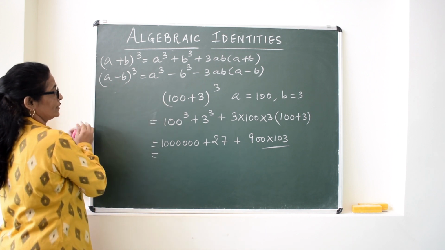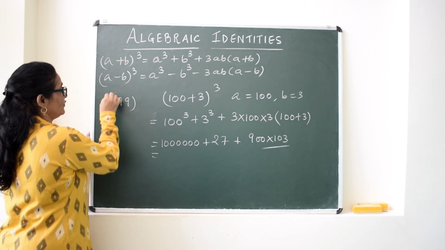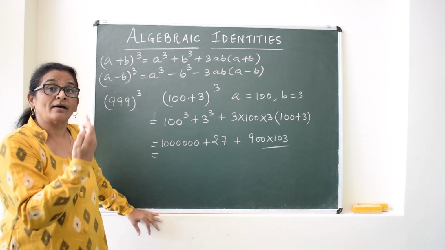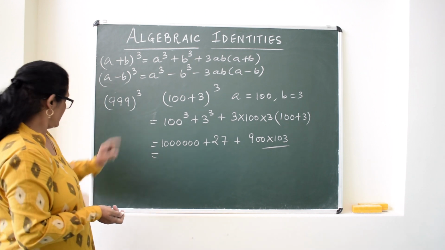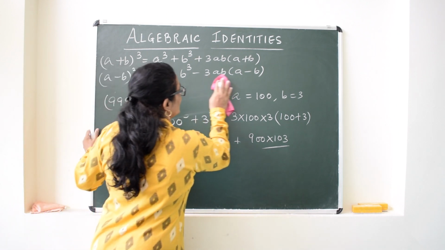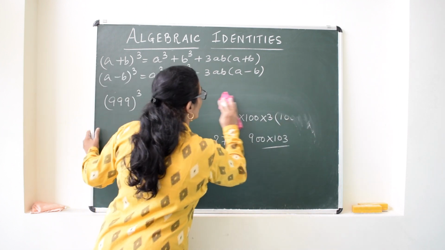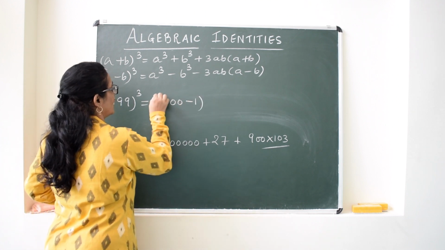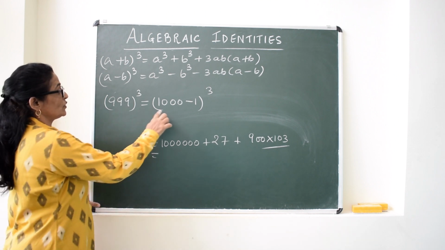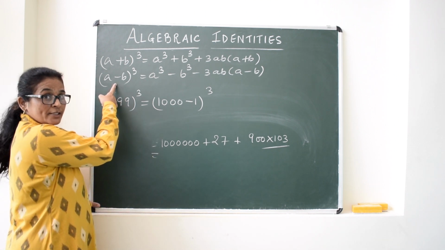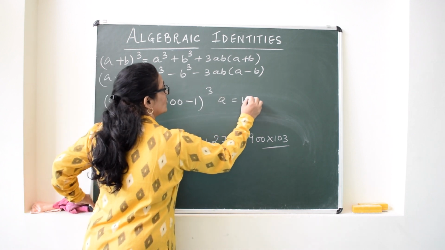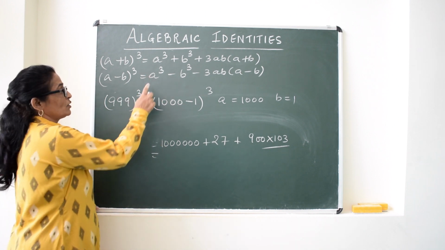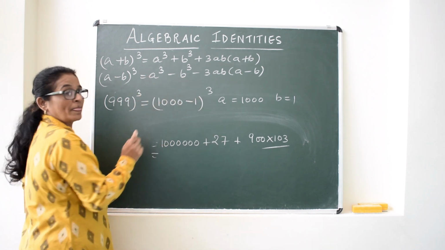Now if it is 999 the whole cube, in that case we will always relate the given number with multiples of 10, 100, 1000 like that. So 999 is near to 1000. So what will we write? (1000 - 1) the whole cube. So this is the same as this identity, (a - b) the whole cube. Here a is 1000 and b is 1. So we will simply write 1000 in place of a and 1 in place of b.